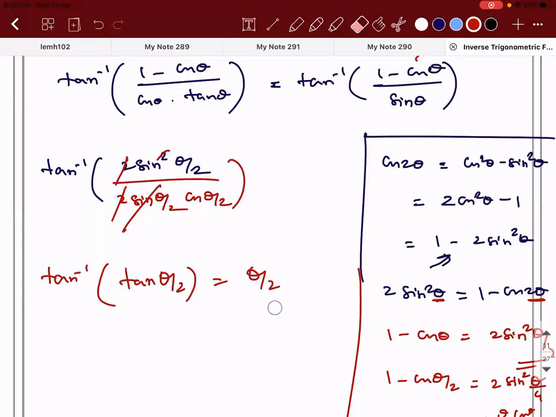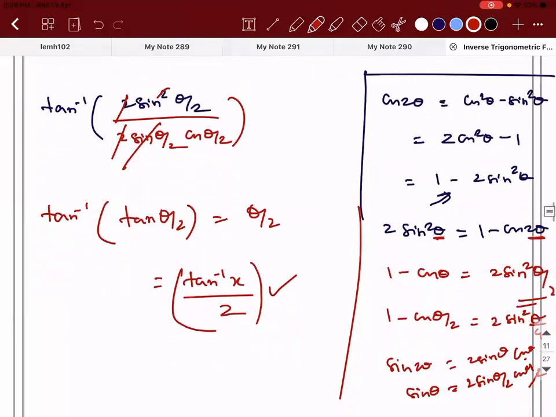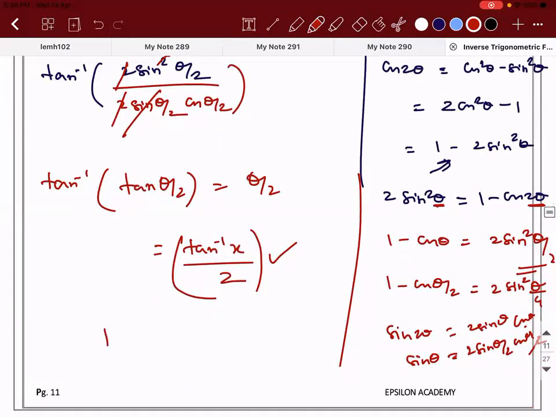What are you supposed to leave it as? See, this is where you need to be careful. It is half of tan inverse x. Tan inverse x divided by 2. Some people make the mistake of writing it as tan inverse of x by 2. This is right. This is wrong. Don't make that mistake.